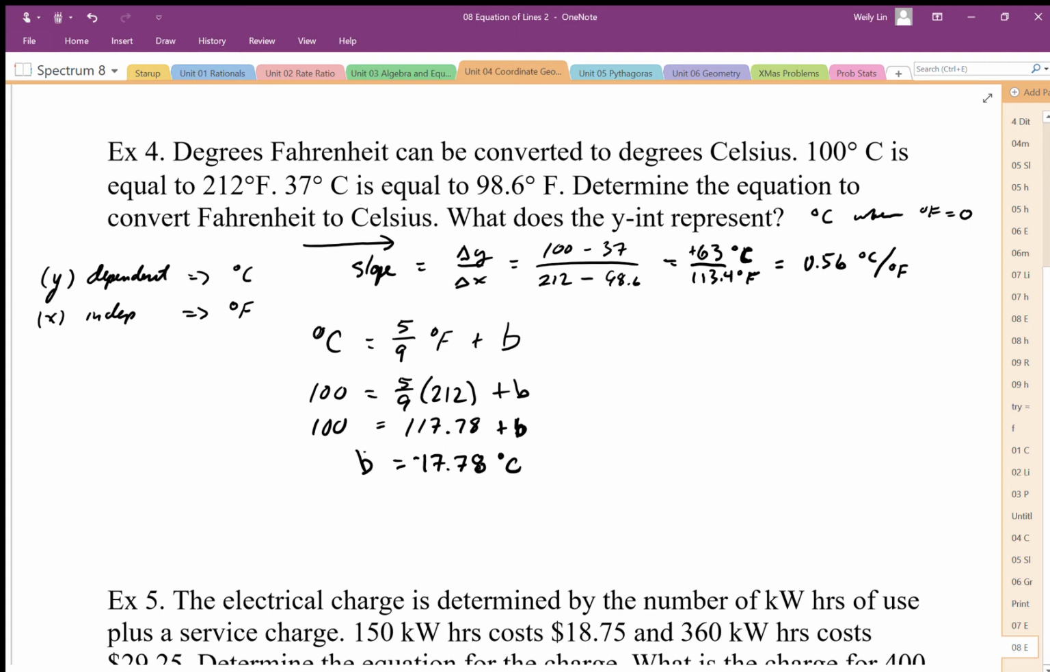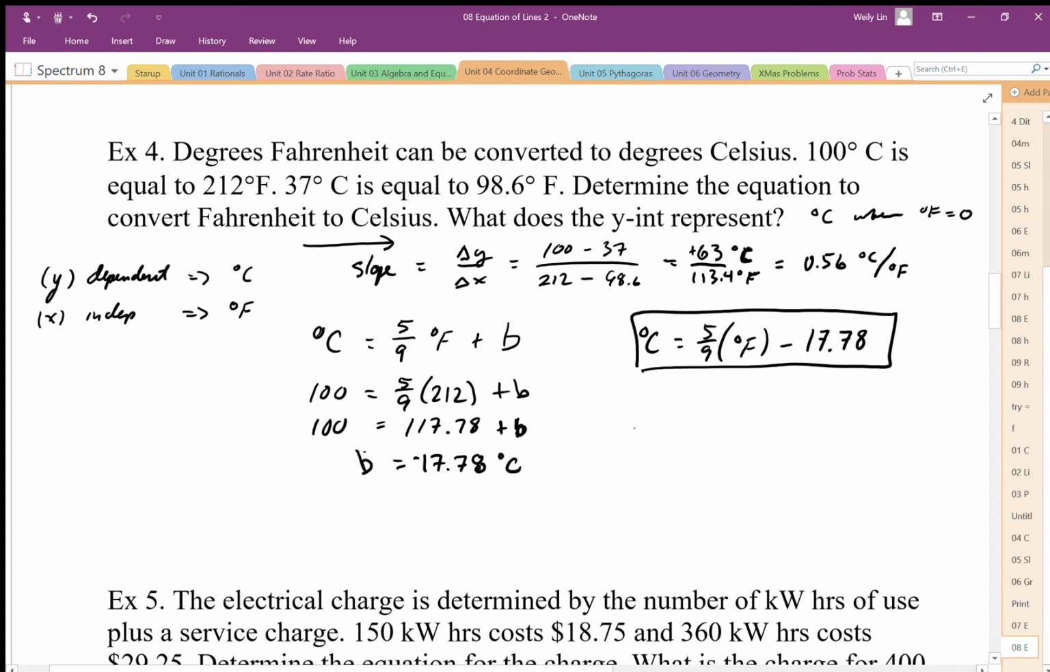Okay, so then my equation looks like this. Degrees Celsius equals 5 over 9 times degrees Fahrenheit minus 17.78 degrees Celsius. So there is my equation. I can write it as y equals mx plus b.